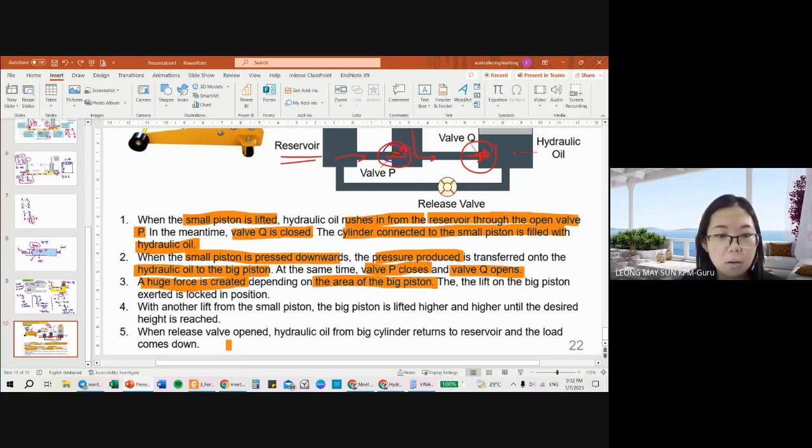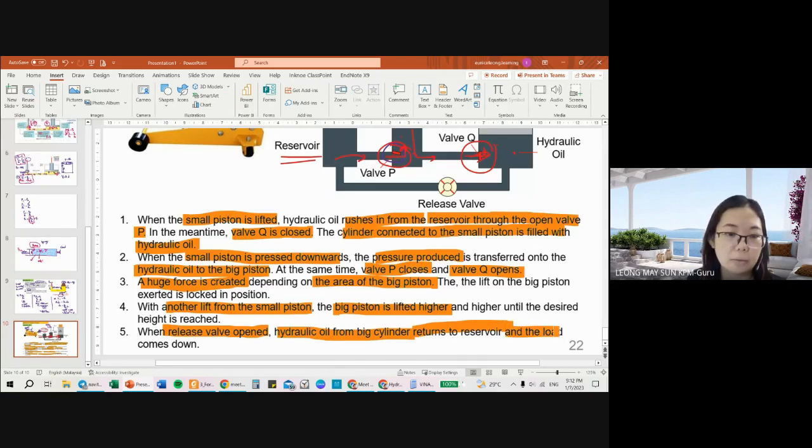Okay, so another lift from the smaller piston, another press down on the smaller piston. The bigger piston is lifted up higher and higher until the desired height is reached. So the release valve is open so that the hydraulic oil from the bigger piston returns to the reservoir and the load actually comes down.